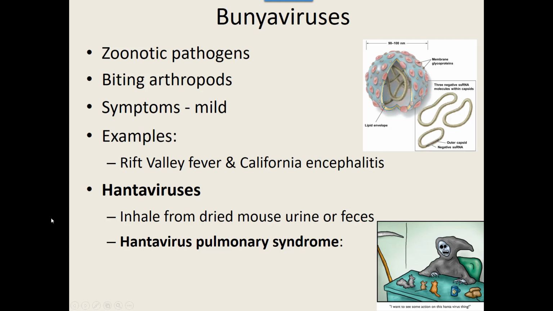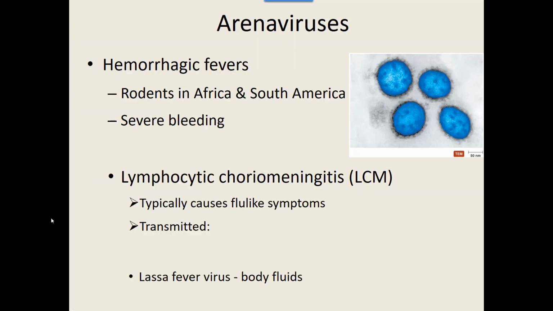The Arenaviruses, a lot of them are zoonotic viruses. Not all of them. We'll talk about a couple that aren't. And most of them cause hemorrhagic fevers, so a fever, sometimes with bleeding. Now, many of them are found or spread by rodents in Africa and South America, and they can lead to severe bleeding, as well as that extreme fever.